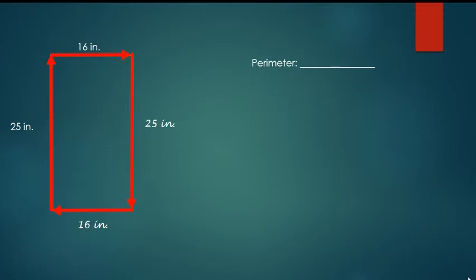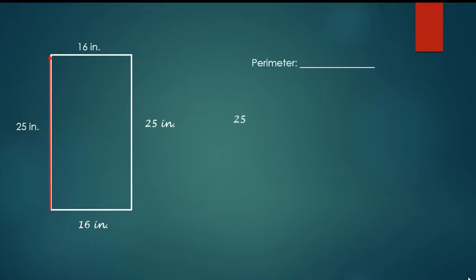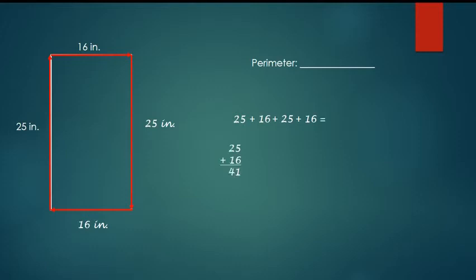And let's think about if I'm walking this around, what would I do to find the perimeter? I would start with the 25 inches. I would add 16 to that, then 25 to that, followed by 16. Now, of course, I'm not doing that in my head. So let's go ahead and work it out. 25 plus 16 is 41. 41 plus 25 is 66. And 66 plus 16 is 82. And so my perimeter is 82 inches. So my unit is not going to change from what it was all the way around.